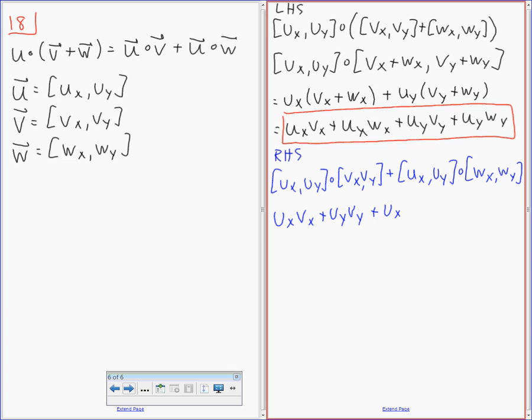Great. How do you know that's the right answer to get down? Well, the whole thing is it's all distributed out. Now we're just going to match up to make sure it matches here, right? So you always have to do both sides. So this ux vx matches this one, so that's good. Uy vy, oh look at that, that matches up. Ux wx, that matches up. And uy wy, that matches up. Therefore, left side equals right side. Remember that.